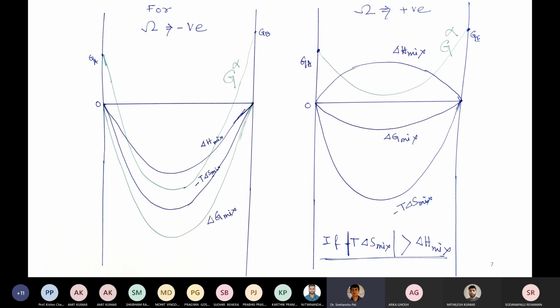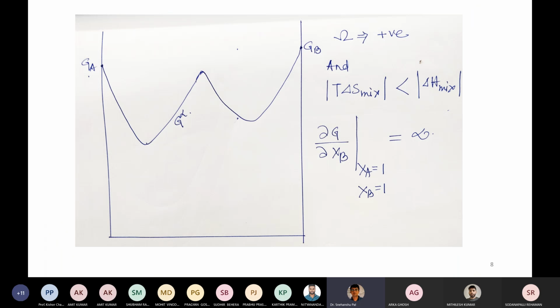So in this way, you can understand that if the magnitude of T del S mix is greater than del H mix, then at the end of the day the Gibbs free energy curve for the alpha phase looks like that. Now, if you go for alpha positive and T del S mix is much less than del H mix, then you are going to get such a kind of curve. And why is it so? It may be just vice versa.